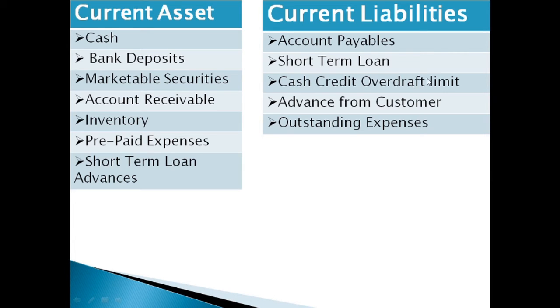Cash credit and overdraft limit. Nowadays banks provide an overdraft limit to the businessman. So let's say you have taken that, now you have to repay that overdraft limit. So that comes under your current liabilities.